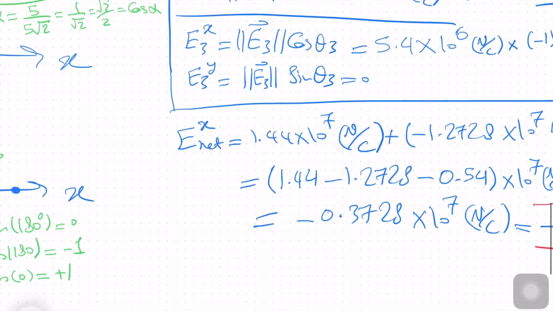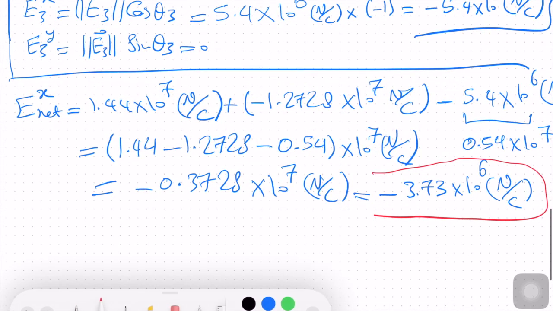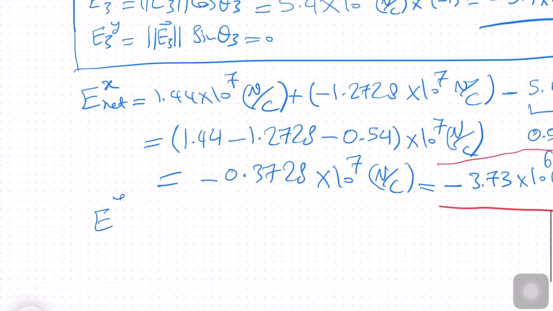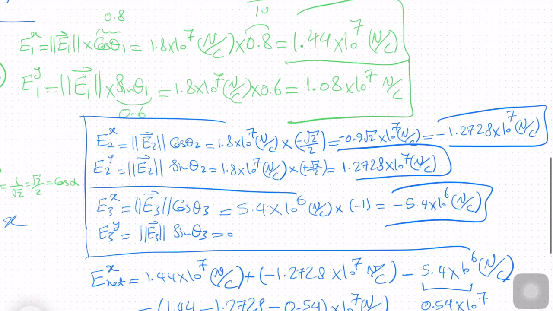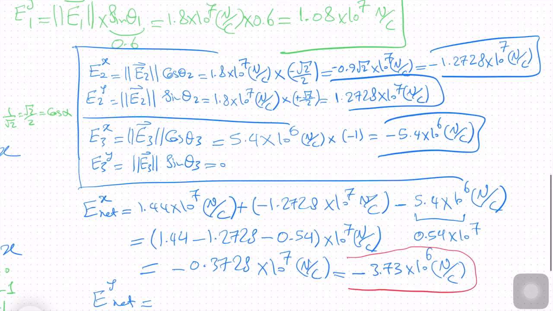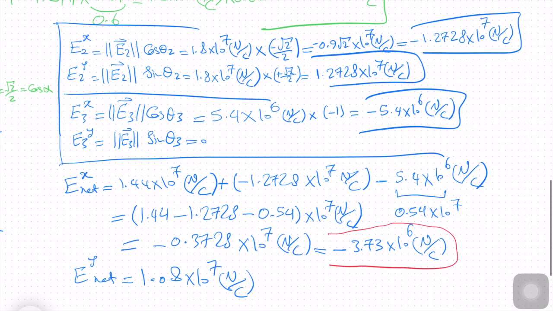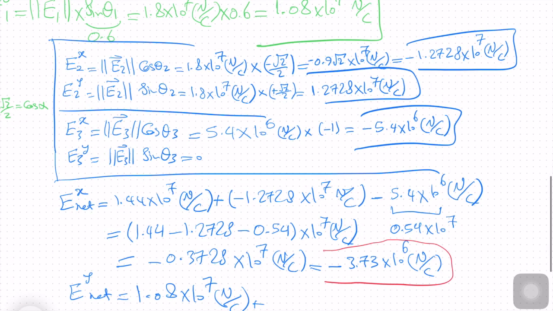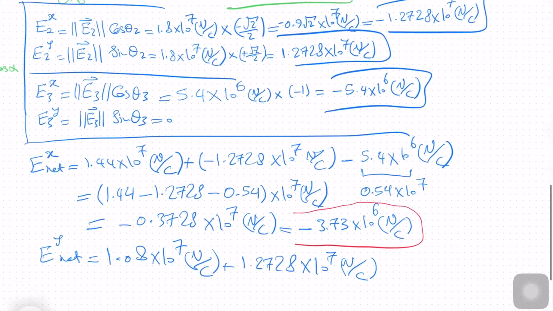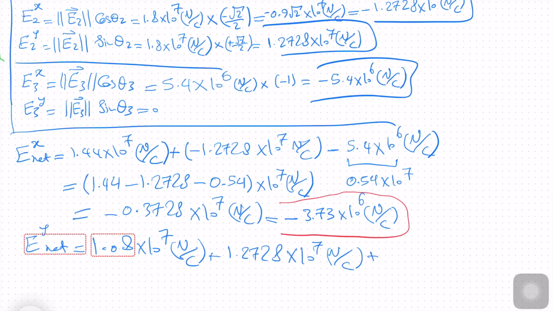Okay, so I'm getting very close. I have the x component of the net field. Now I'm going to just do the same thing for the y component. E y net is, now what's E1y? E1y was 1.08 times 10 to 7 Newton per Coulomb, plus E2y, which is positive, it's 1.2728, right, plus E3y, which is just 0.